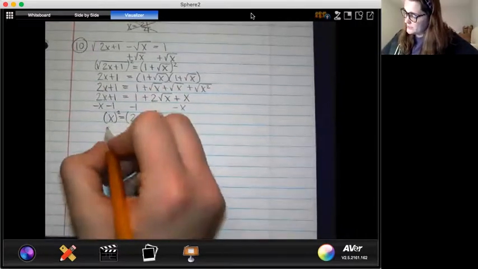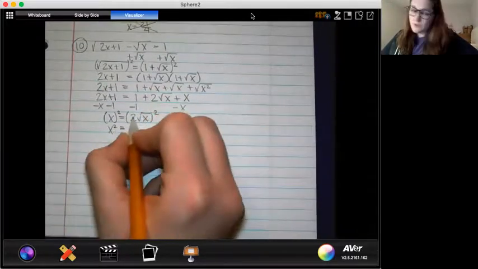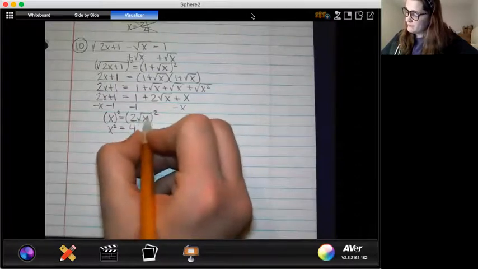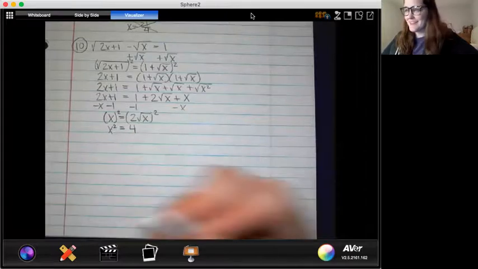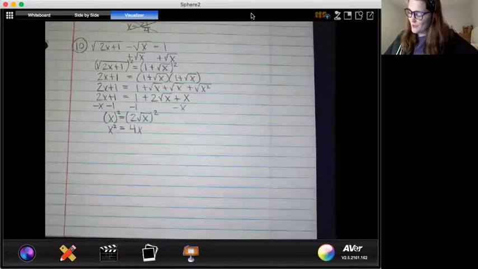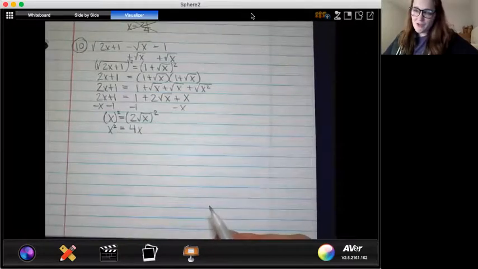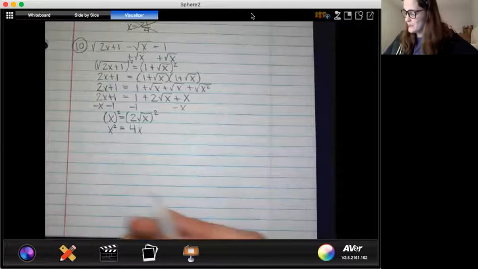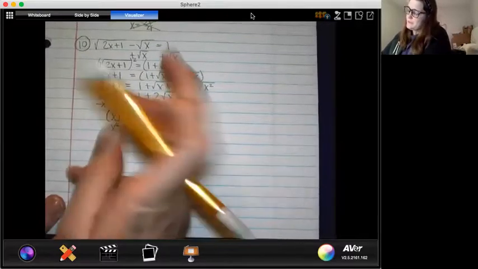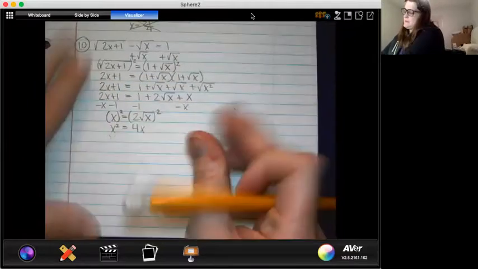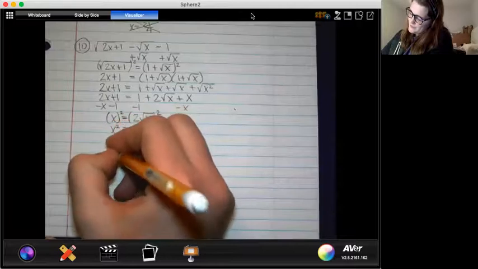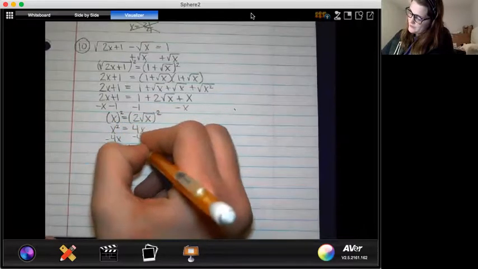So I get x squared equals square the 2, so you get 4, square the square root of x, which is x. So you get x squared equals 4x. So now we have it down to the quadratic where we have an x squared. So now we'll set it equal to 0. Probably should write that. x squared minus 4x equals 0.